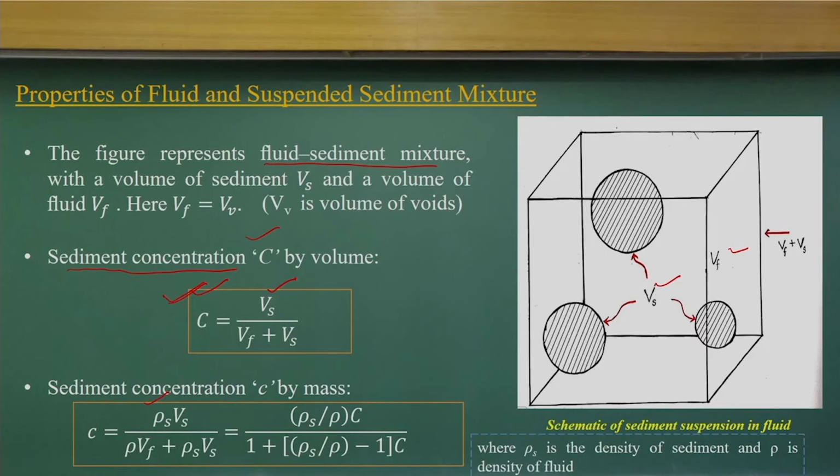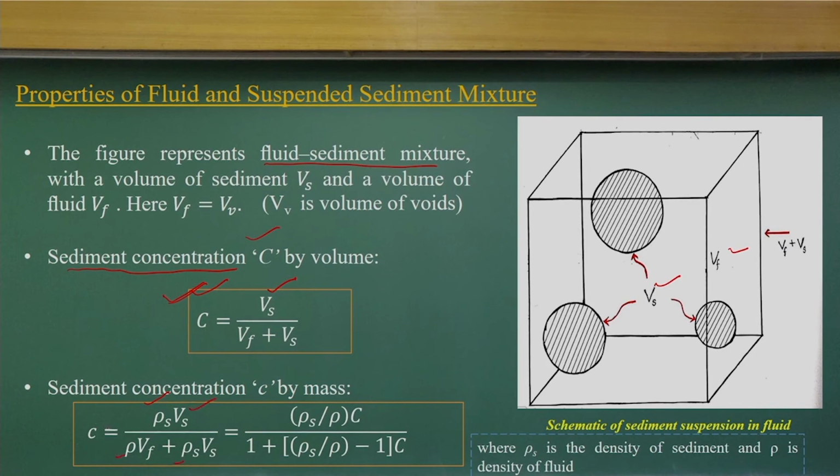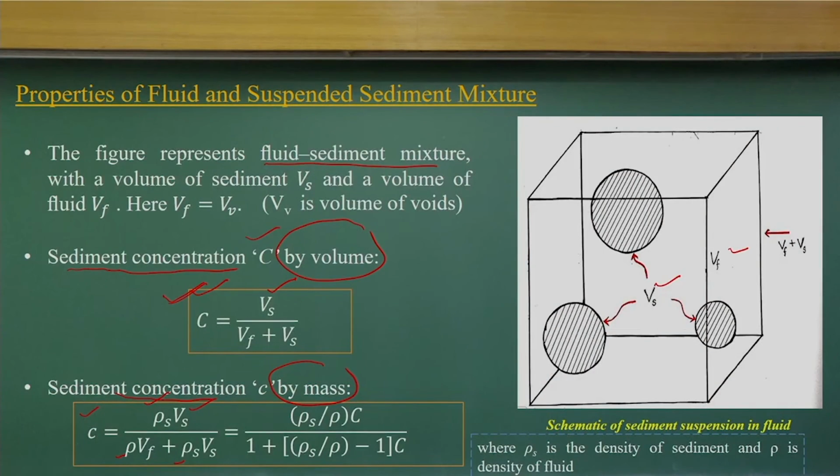But many times we apply mass conservation properties. We do not look at the volumetric levels. When you do mass conservation, we multiply the density with the volume to get the mass. Like, what could be the mass of the sediment particles, which will be rho s into Vs. Here rho s stands for the density of the sediment particles, and Vs is the volume of the sediment particles. In the same way, we get the sediment concentration by mass. This is by volume; that is the difference. So we sometimes talk about sediment concentration from a volume point of view or a mass point of view. So the C value will be different, and in many books we define it as capital C, or the small c for sediment particles by mass.